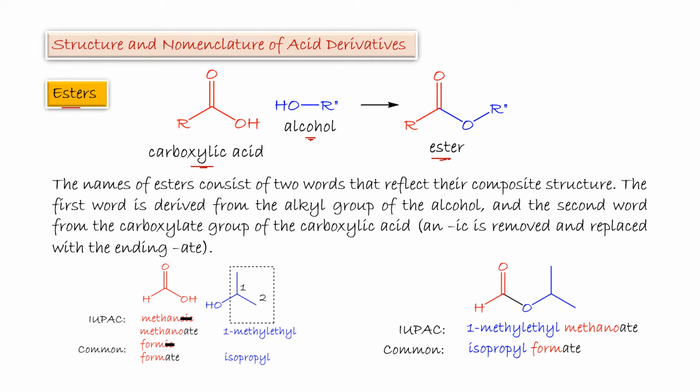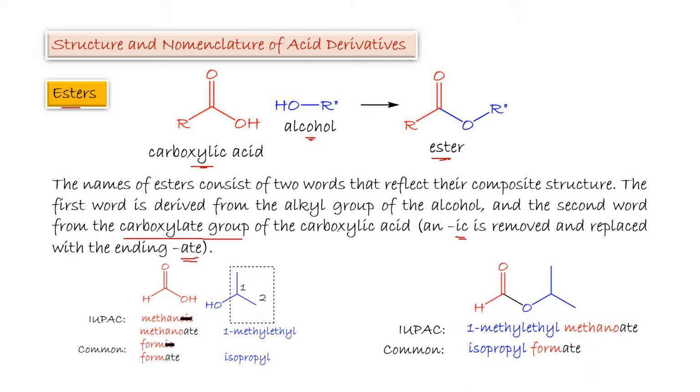We call this Fischer method. The name of esters consists of two words that reflect their composite structure. The first word is derived from the alkyl group of the alcohol, and the second word from the carboxylate group of the carboxylic acid. By removing the IC from the name of the acid and replacing it by ATE.